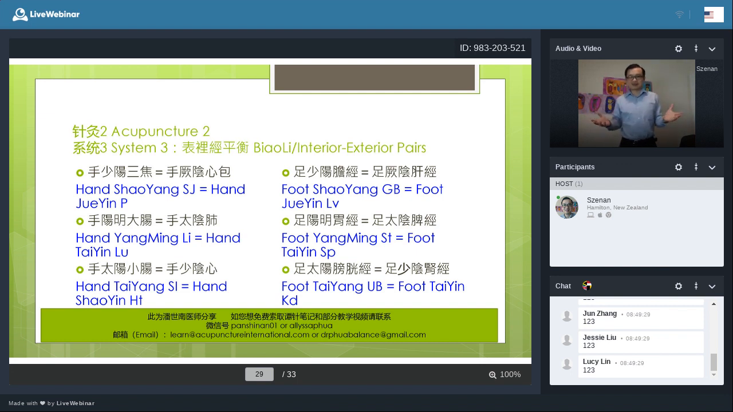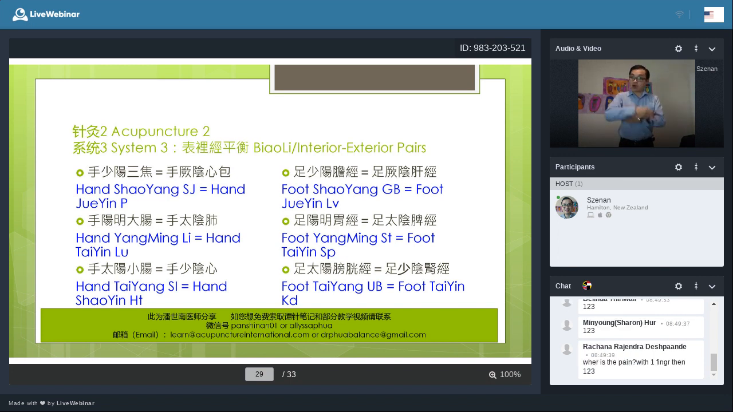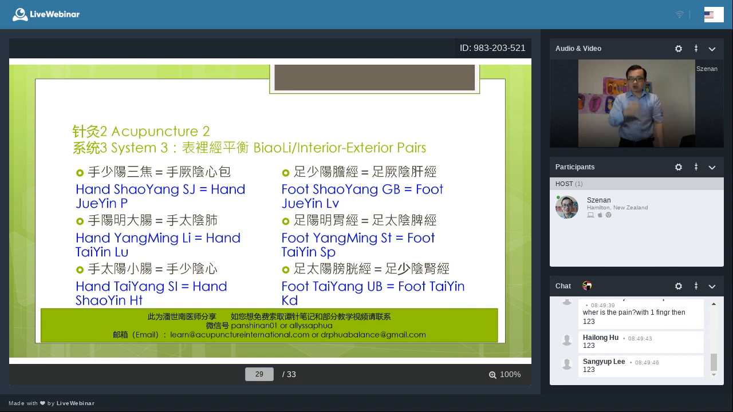Now, thank you very much. 1, 2, 3. Now, if I tell you I have pain in my elbow, you're going to go through, wow, elbow pain, right? You're going to ask the patient, can you please show me where is the pain with your 1 finger? If you don't tell the patient to show with 1 finger, the patient is going to say like this, I have pain over here. Can you see the meridian? Yes, a lot of meridians.